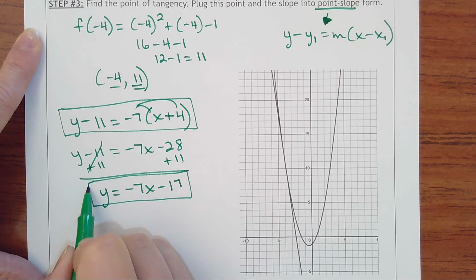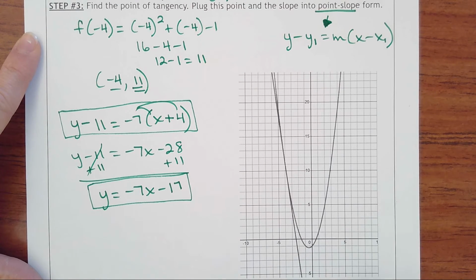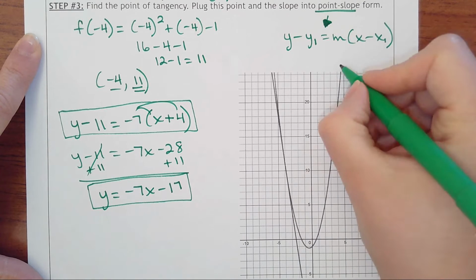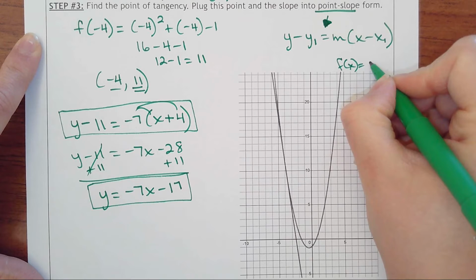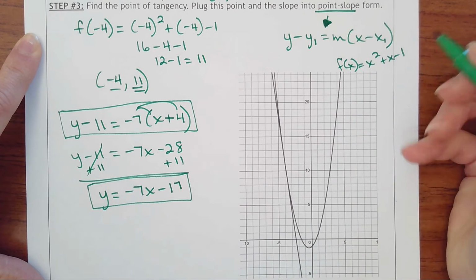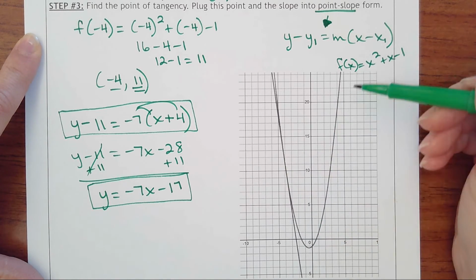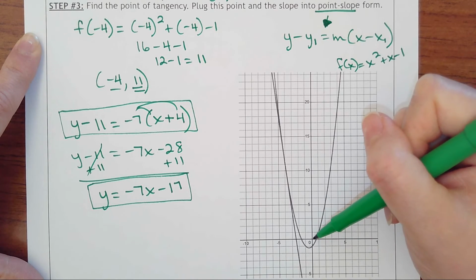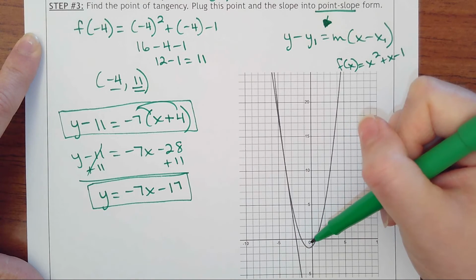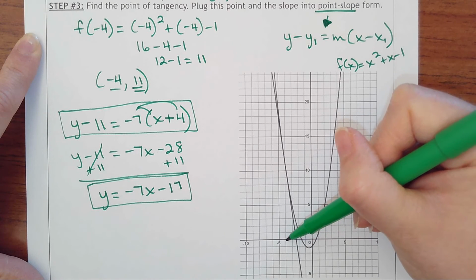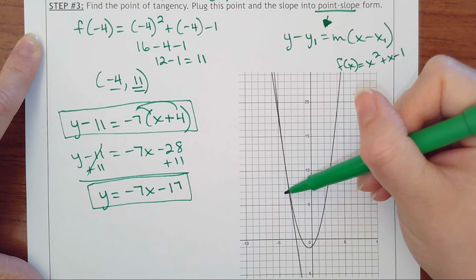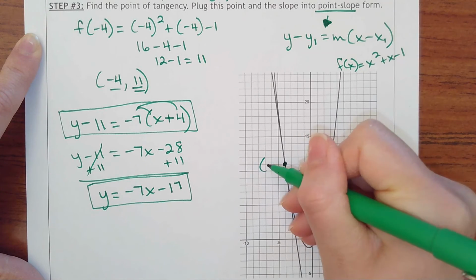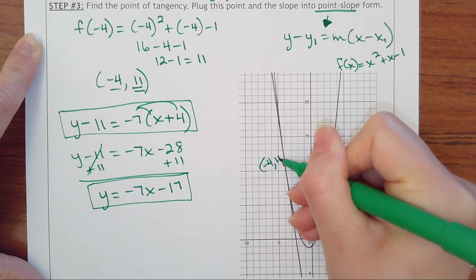Now let me show you what that's doing. I screenshotted this from Desmos. First I graphed the original function f of x equals x squared plus x minus 1. So we said it's a quadratic. It opens up because it's a positive x squared term. And then what we wanted to do was find the slope at negative 4. Well, I had to find the point of tangency, which is kind of hard to tell. If I zoomed in, it would be easier, which was right here. And that's where I got the negative 4, comma 11.